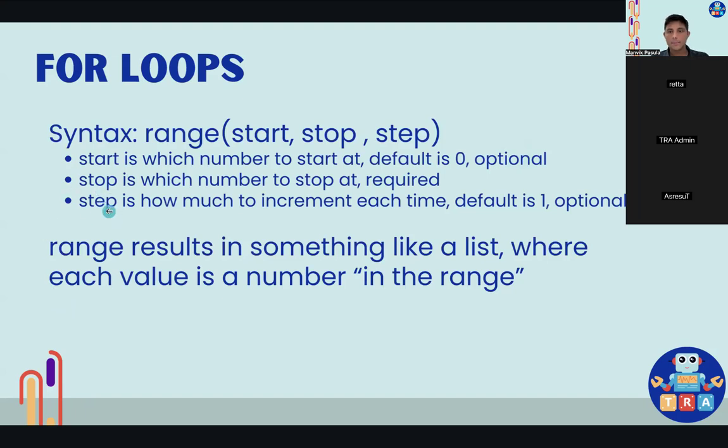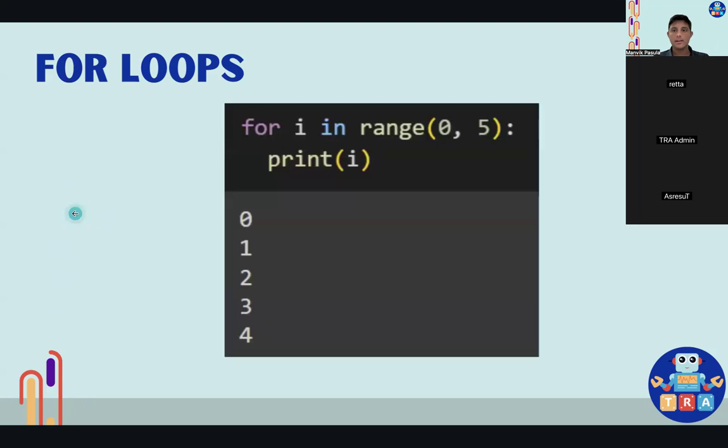And then there's a step, which says how much to increase the iterator each time. So in this case, what is the step value here? 1. And why is that?